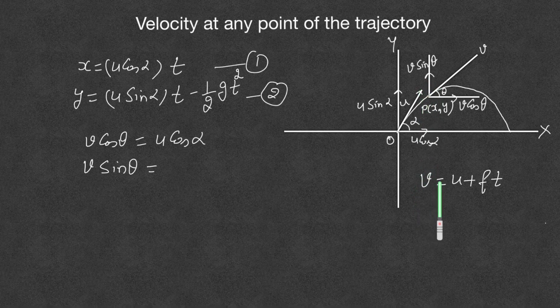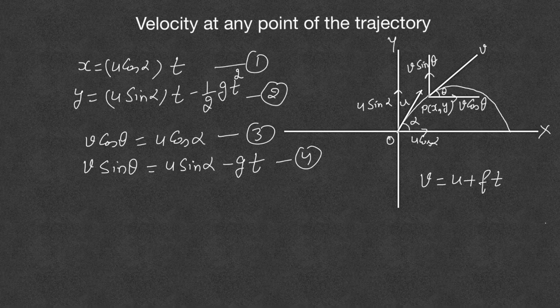When we are talking about the vertical component of the velocity, this is the final vertical velocity and this is the initial vertical velocity. The final vertical velocity at point P will be V sin theta, and the initial vertical velocity is u sin alpha. Since the motion is against gravity, the acceleration is minus g, so V sin theta equals u sin alpha minus gt. Name these equation number 3 and equation number 4.